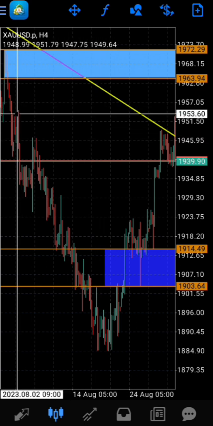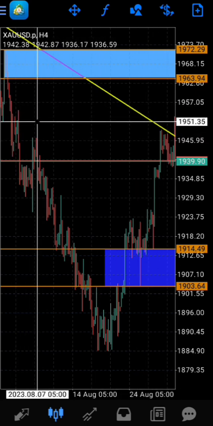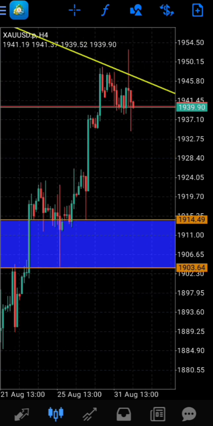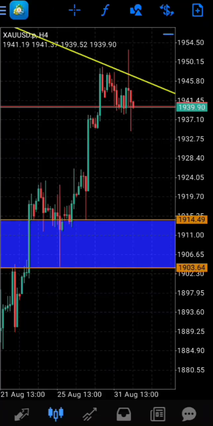Okay, as we can see here, we have one more sell zone, but the price has already come to take the zone here in H4. Okay, we will have one more zone here that the price hasn't come to take. You can draw the zone too.